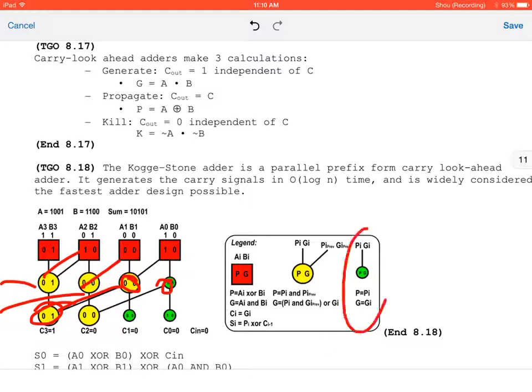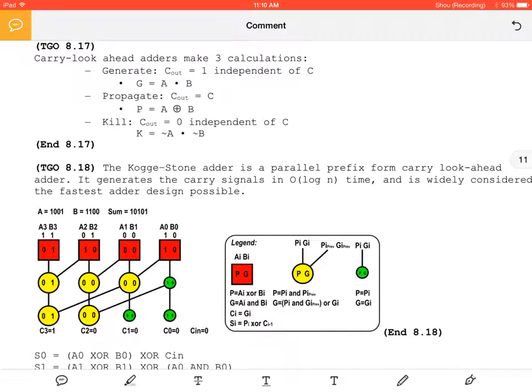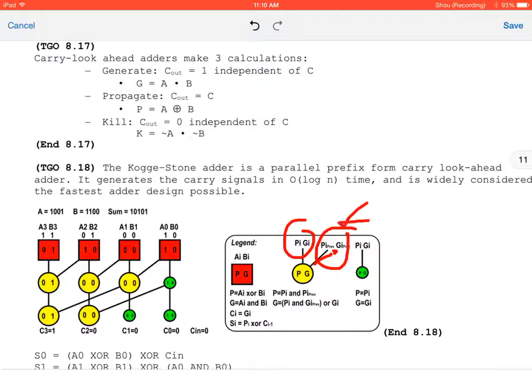So here, propagate and generate is on the output. So PNG is this output. Here, the inputs to the yellow are PI and GI, and then PI previous and GI previous. So as you can see, it's contributed here as well as from this calculation on the output. So what's happening is it's calculating all the propagates, and then by a factor of log of n, it's taking those previous values and using those to calculate out.